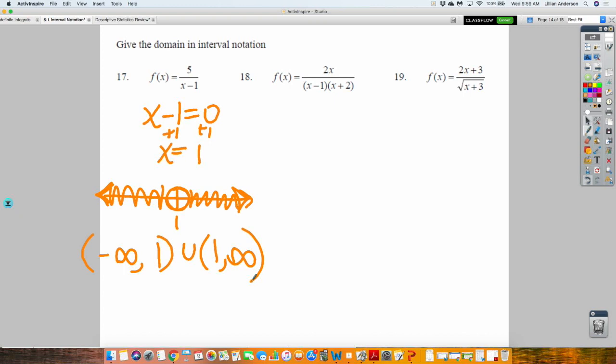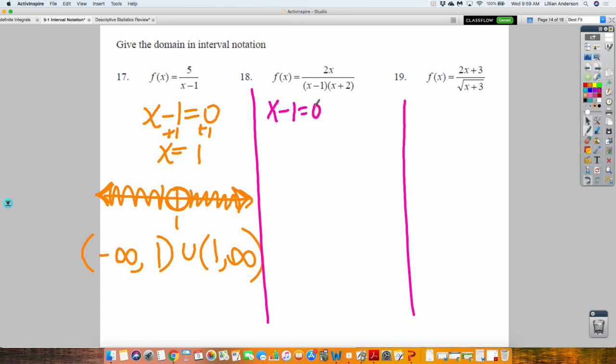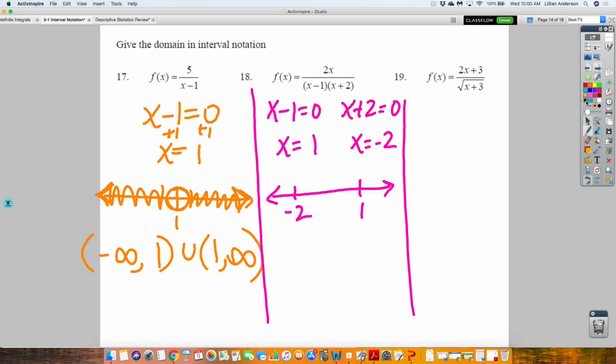Let's look at 18. Is this stipulation 1 or stipulation 2? It's 1 because I have a denominator. I have to set both of those equal to 0 because there's 2 of them there. X equals what? So it's going to be everything but negative 2 and positive 1.